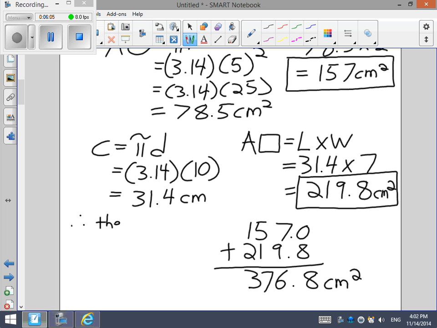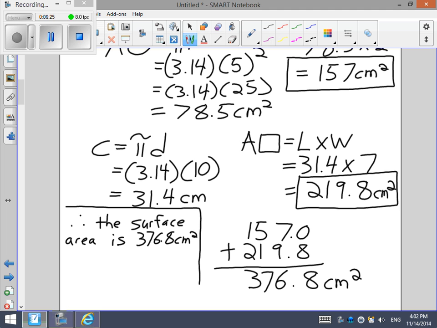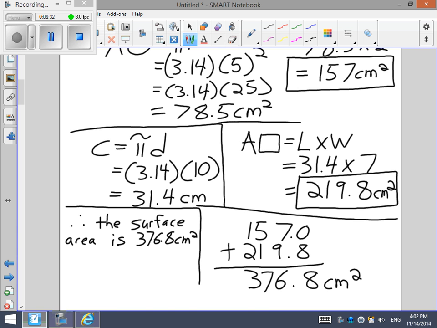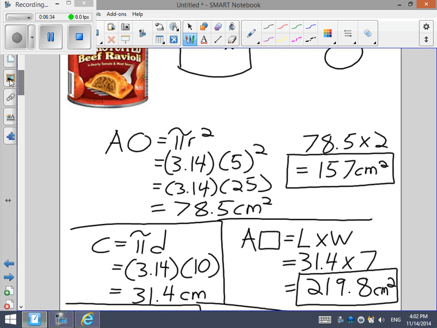And we always put a little therefore statement. Therefore, because I didn't really make a word problem, we'll just say the surface area is 376.8 centimeters squared. Alright. And if you want to afterwards, break them all up into little sections, just so it makes it a little easier for me or Mr. Ross to mark these. There we go. And that's about it.